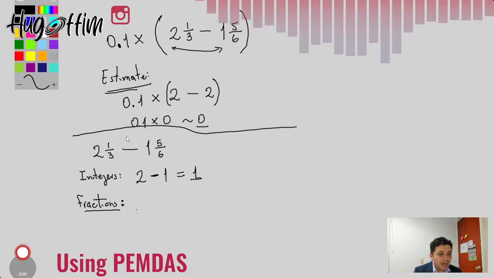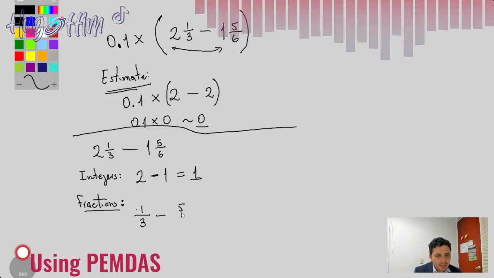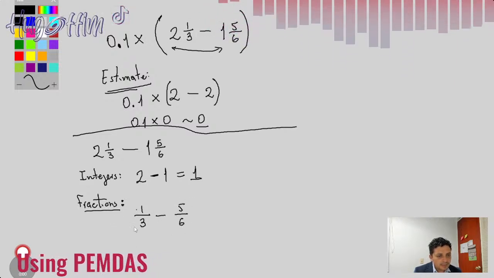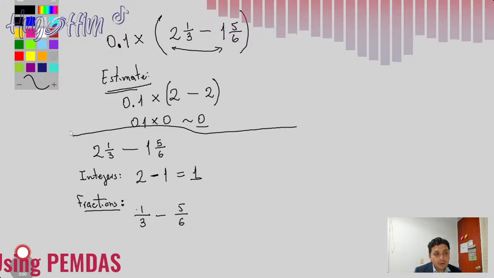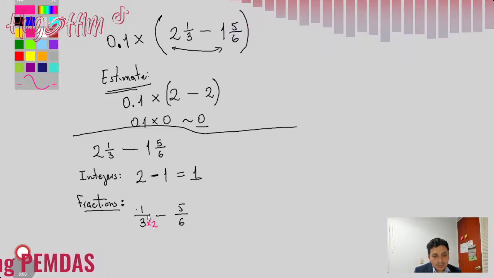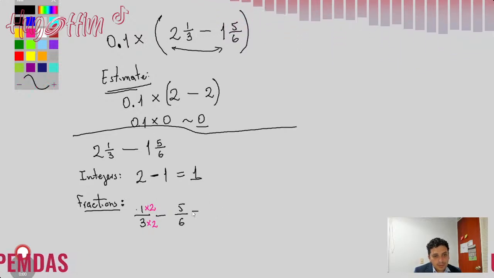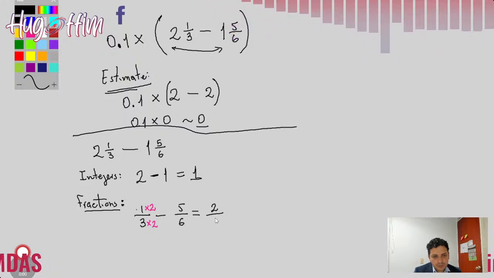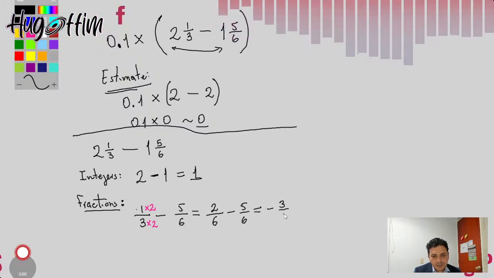So the numbers now, it's going to be the fractions 1/3 minus 5/6. Again, you need to find the common denominator between 3 and 6. 6 is a multiple of 3, so the least common multiple is 6. I'm going to multiply by 2 this fraction. Amplify by 2, not multiply by 2. So you get 2/6 minus 5/6. This is gonna give me minus 3/6.